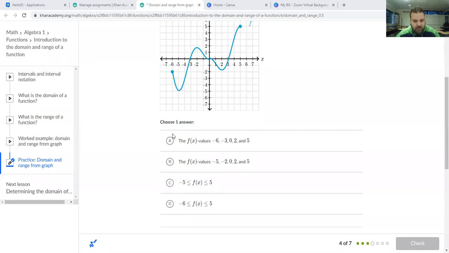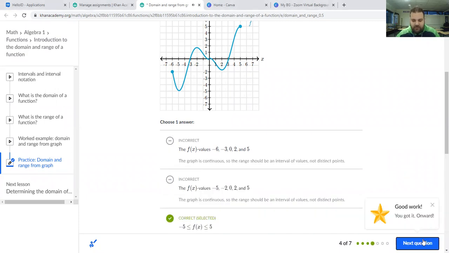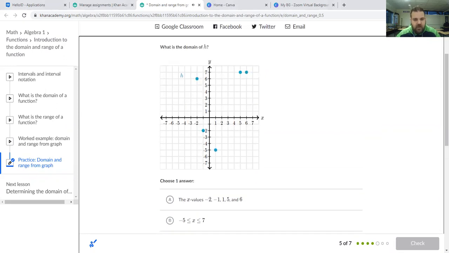So let's take a look. -5 is less than or equal to f of x, which is less than or equal to 5. F of x is a fancy way of saying output, all right? It's the output values.